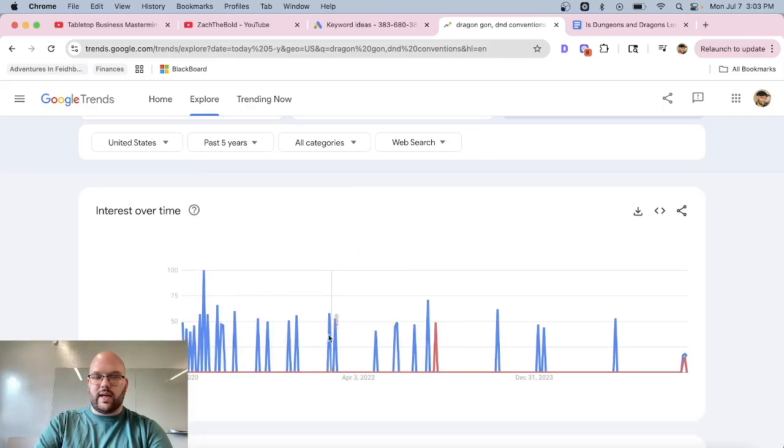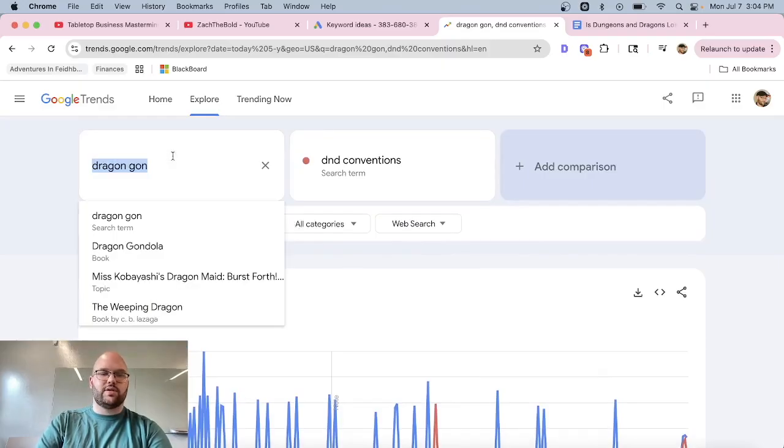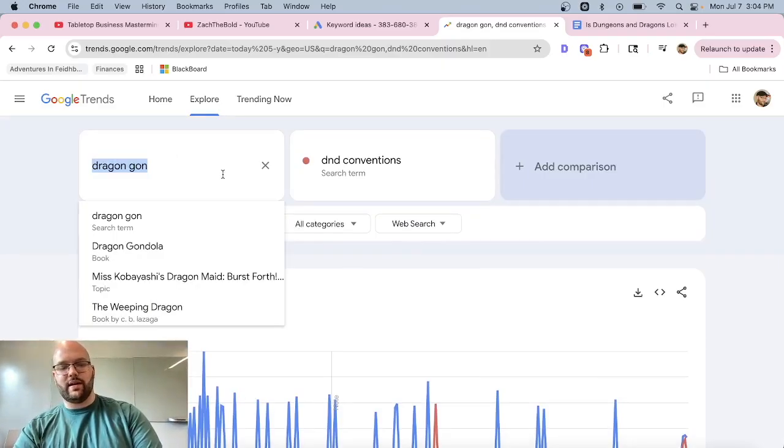Let's go ahead and remove Gary Con as an overperformer and see if D&D conventions and Dragon Con do anything. So Dragon Con, the peaks are pretty much the same. D&D conventions just pop up. It's irrelevant for our research. So that didn't give us an indicator. The only one that's giving us a real indicator is Gary Con so far.